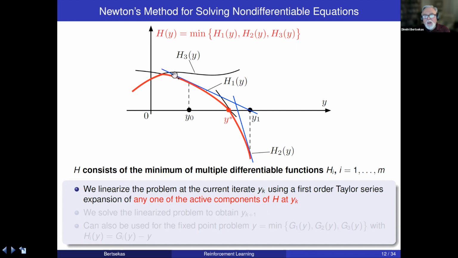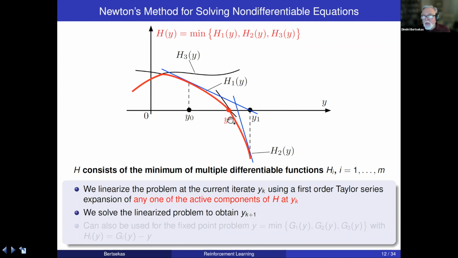So if we're here, we linearize like so. If we're here, we linearize like so. We use linearization by a first-order Taylor series expansion of any one of the active components of h at yk. The h's that attain the minimum here. So the active components here in this region is h1. The active component in this region is h2, h3, and so on. At the corner points, both of these are active components, and we choose any one of them to linearize. And similarly here.